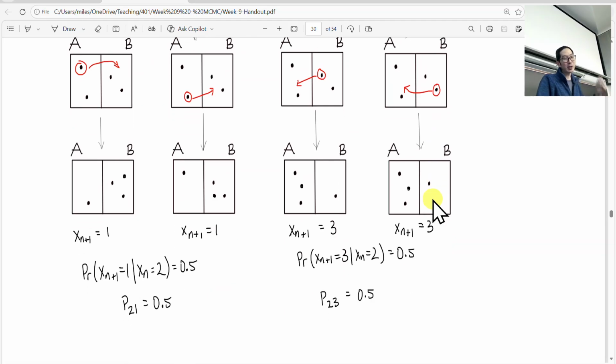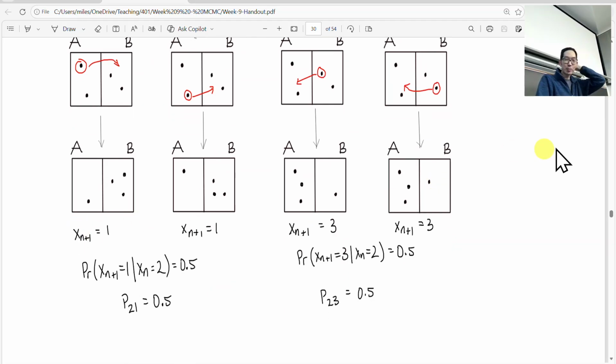Out of the 4 possible transitions, 2 of them end up at 1, and 2 of them end up at 3. So therefore, my probability of going from 2 to 1 is 0.5, and the probability of going from 2 to 3 is 0.5. And all other probabilities in that row will be 0.